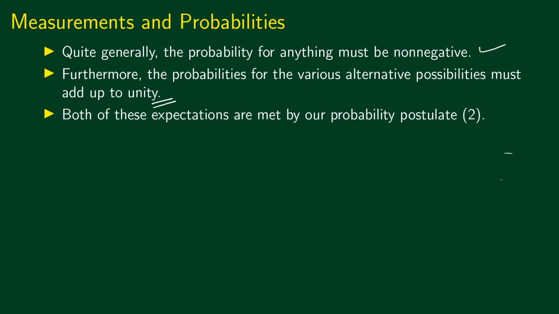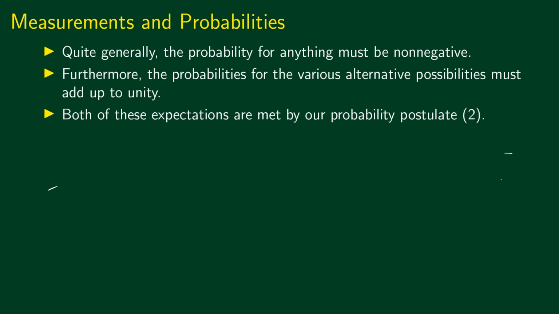Now this expectation is also met by the postulate that we saw just before. What was the postulate? The probability can be calculated by this thing: P of A prime is equal to the modulus square of bra A prime ket alpha. Now this postulate also is consistent with the fact that the probabilities for various possibilities must add up to unity. So we can actually check this.